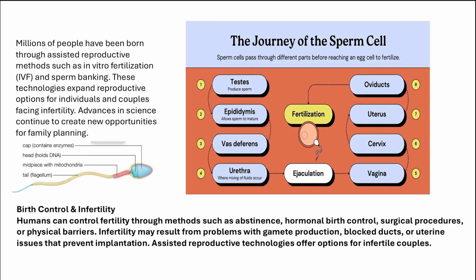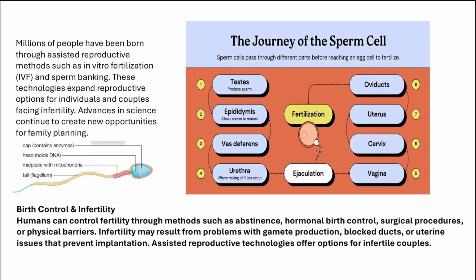There are also different alternatives for those who do not want to have any children, like birth control, where fertility could be controlled with hormonal birth control, surgical procedures, or physical barriers. And again, infertility problems are caused by gamete production issues, blocked ducts, or uterine issues that prevent implantation.